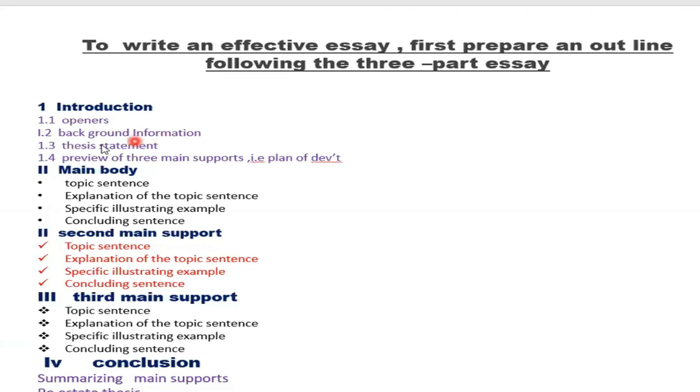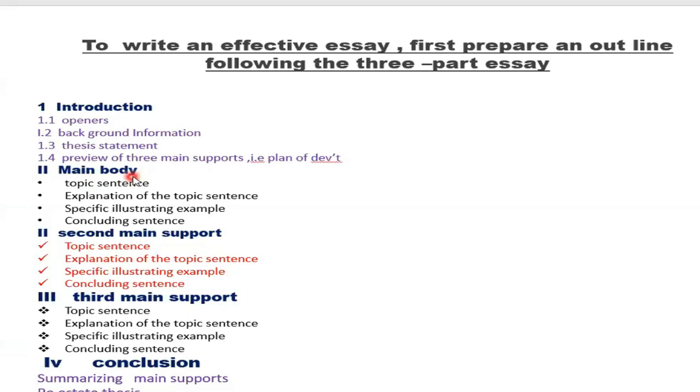Thank you. Then use background information. Opener smart ነው, background information is important. Try to associate the topic with the background knowledge. As I have already said, thesis statement is important. Thesis መኖር አለበት። Without a thesis, your essay will not be interesting. The fourth thing, preview of three main supports. Plan of development. You know, you need to plan, right? Planning outlines.